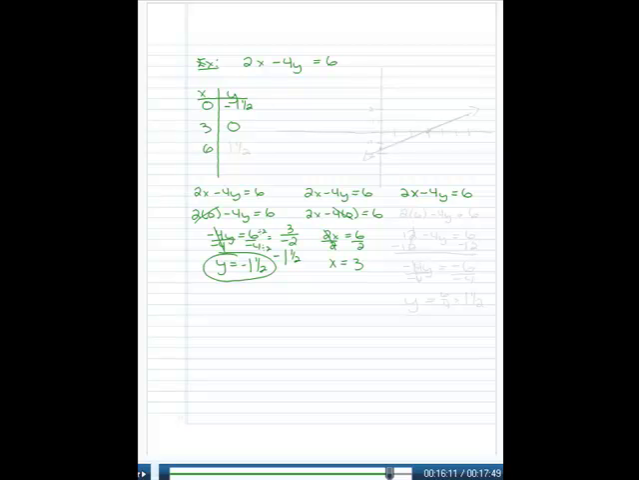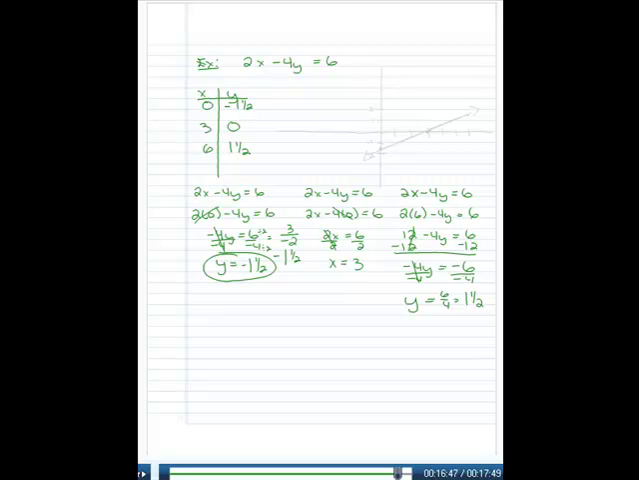So here I'm going to do 2 times x, which is 6, minus 4y equals 6. 2 times 6 is 12, minus 4y equals 6. I have to move this 12 to the other side. So I get negative 4y equals negative 6. To get y by itself, I'm going to divide by negative 4. So I get y equals, now negative divided by negative gives me a positive 6 over 4. But this is just like the other one, so I'm going to end up getting a positive 1 and 1/2. So when x is 6, y is a positive 1 and 1/2.